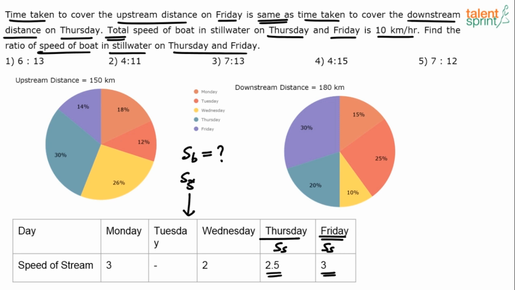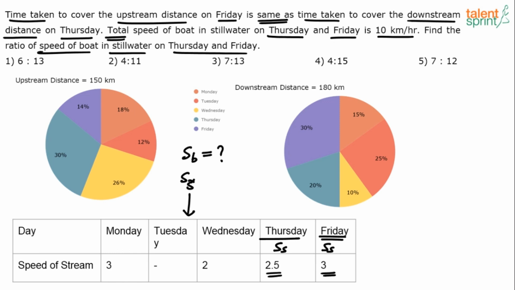And clearly from the data it is understood that the speed of the boat is different on different days. So the speed of the boat on Thursday plus Friday is 10. We have to find out the ratio of the speeds on Thursday and Friday. And one very important point given to us is the time taken to cover the upstream distance on Friday is the same as the time taken to cover the downstream distance on Thursday.